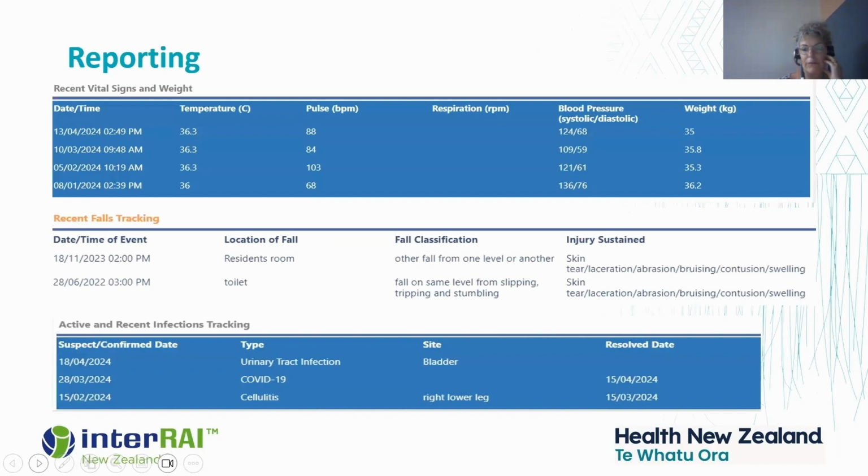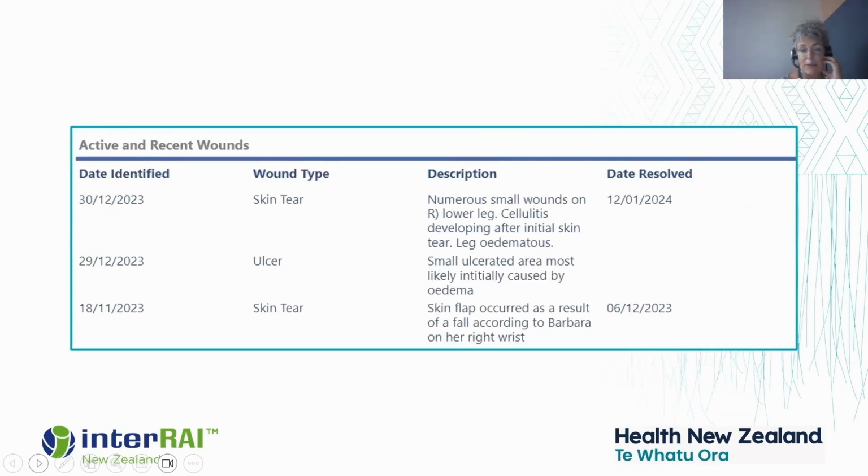And on the front page, I've taken some screenshots of the sort of detail of information that they were able to input into the software. The vital signs, weight and height measurements would auto-populate into the actual interRAI assessment as well, to save them recording things twice. Some of these reports, particularly the one with the active and recent wounds, had the ability to upload photos of the wounds and share those with others that had access to the software, such as district nursing services.